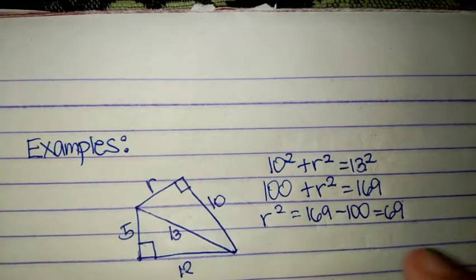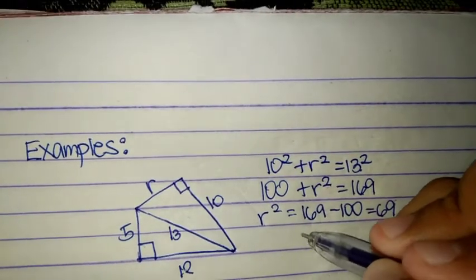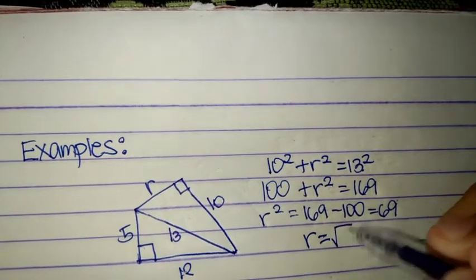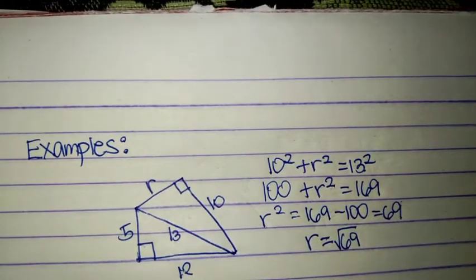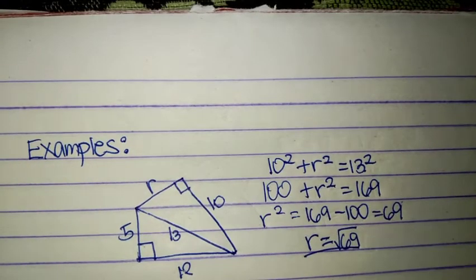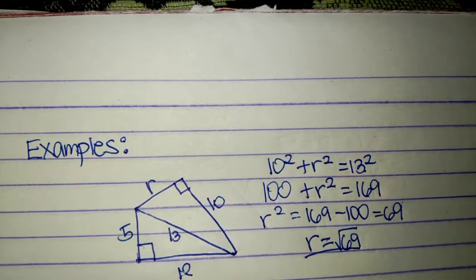Then, we solve for R. We have R equals square root of 69. And since you cannot simplify square root of 69 further, we have the final answer, R is equal to square root of 69.